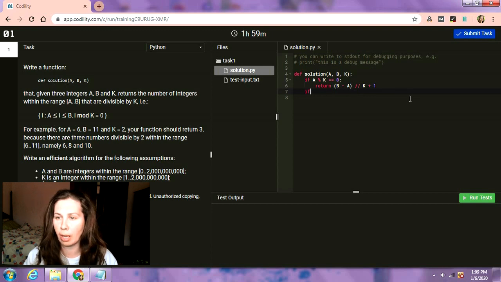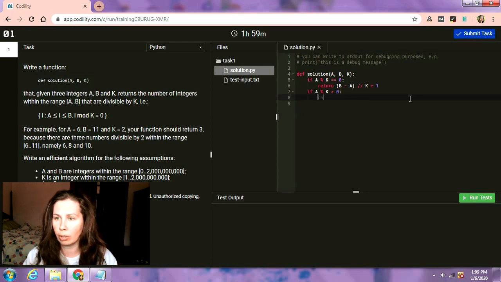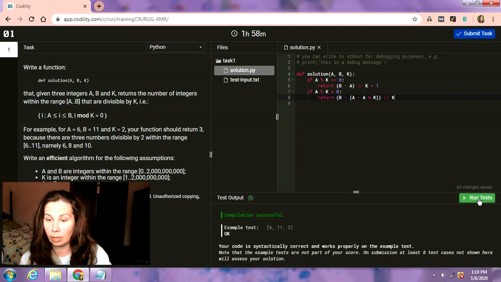Now, if A modulo K is greater than 0, then we are going to return B minus, new parentheses, A minus A modulo K, and then close parentheses. Then we're just going to floor divide by K without the 1. Make sure it's right. Looks good. We run the test. It's good.